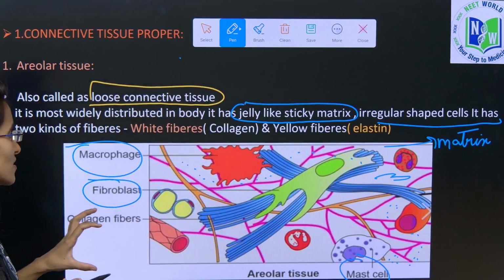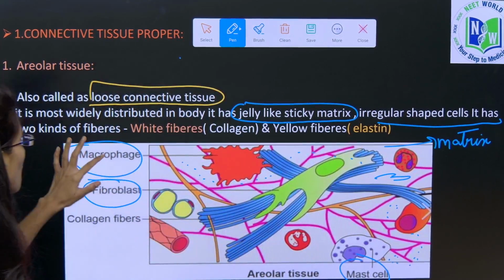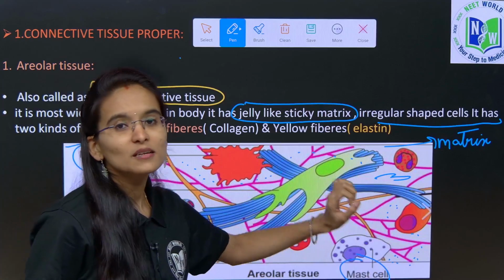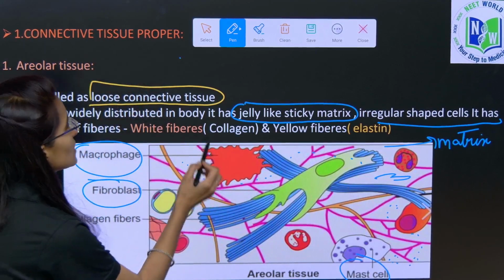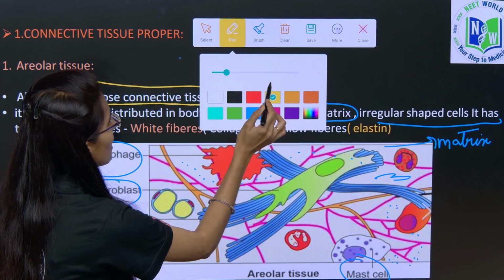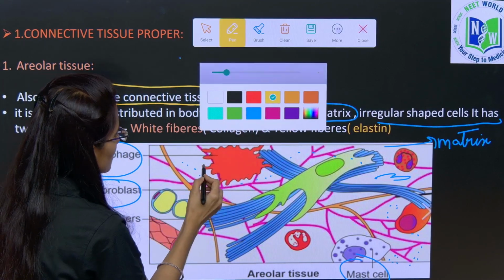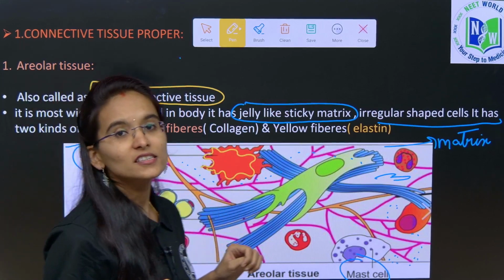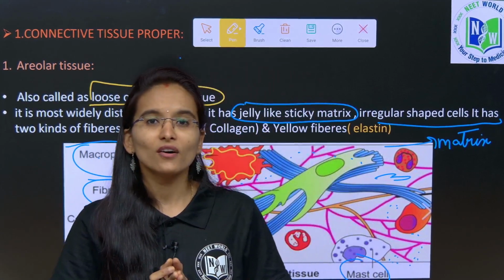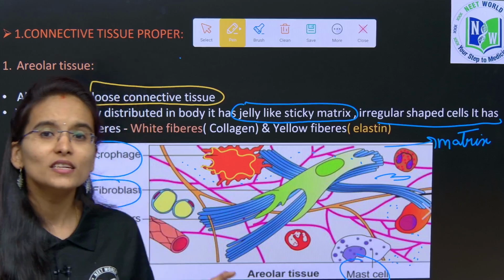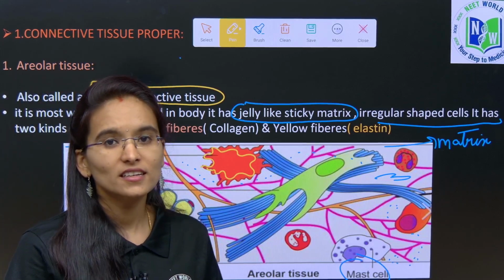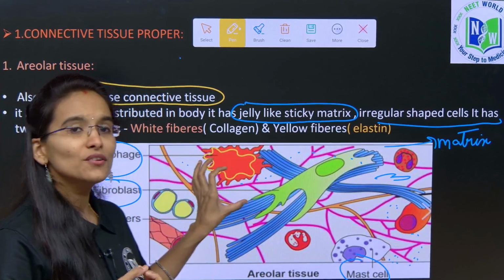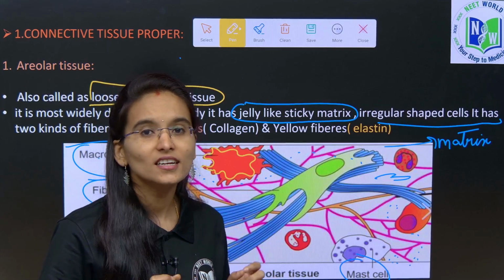Which are those different types of cells? Macrophages, fibroblasts, collagen fibers and mast cells. If you see here, macrophages are the amoeboid shaped cells. The main function of the macrophage is to ingest cellular waste materials, and it is also involved in capturing the foreign particles which enter our body.